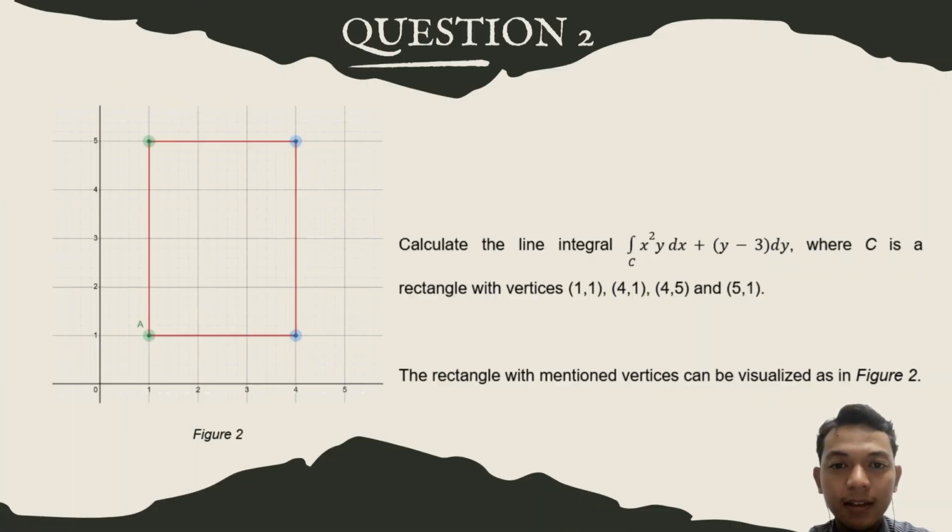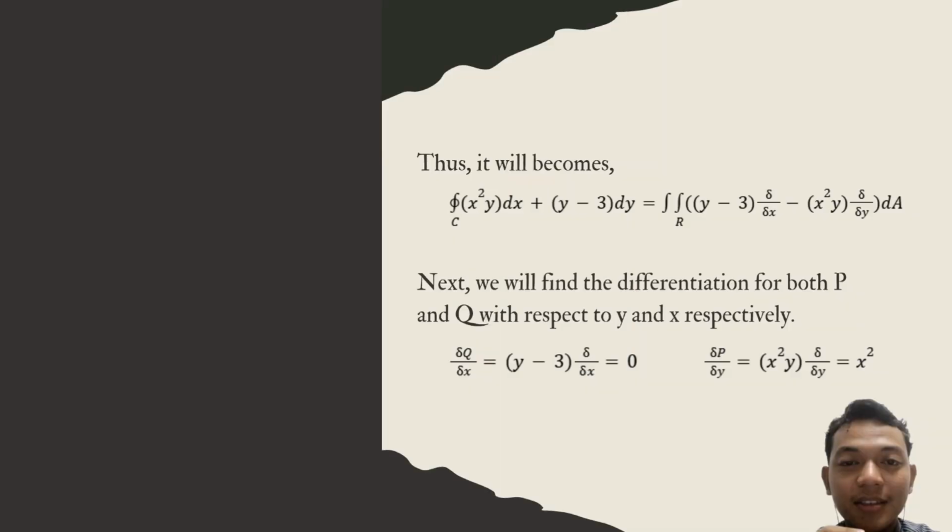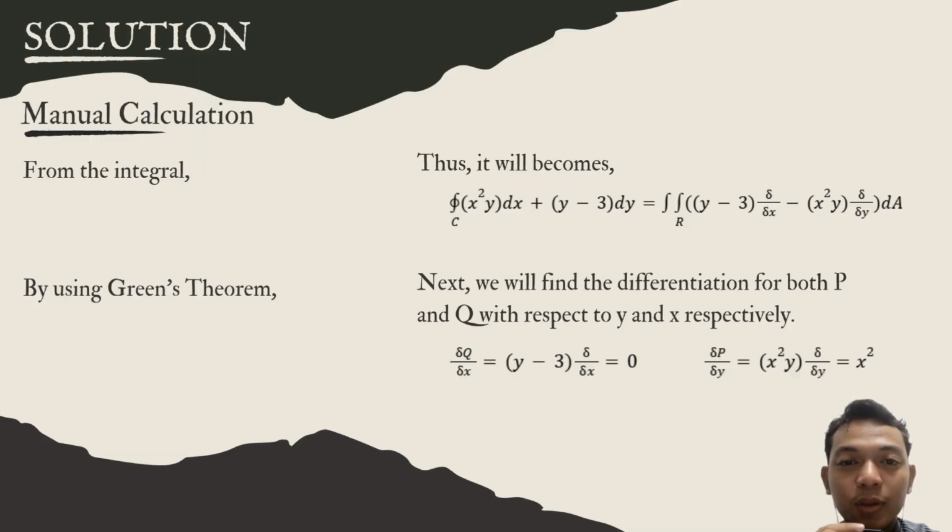Calculate the line integral of x squared y dx plus y minus 3 dy over C, where C is a rectangle with vertices (1, 1), (4, 1), (4, 5), and (1, 5). As we can see in figure 2, it illustrates a rectangle with the mentioned vertices. Next, for manual calculation, first we will determine P and Q from the integral. So P will be equal to x squared y and Q will be equal to y minus 3.